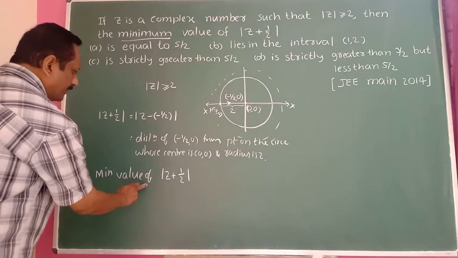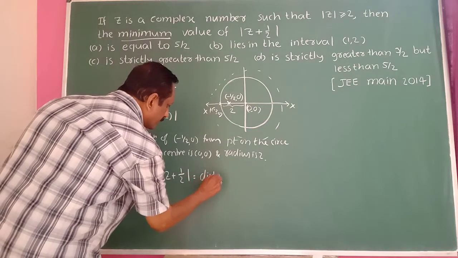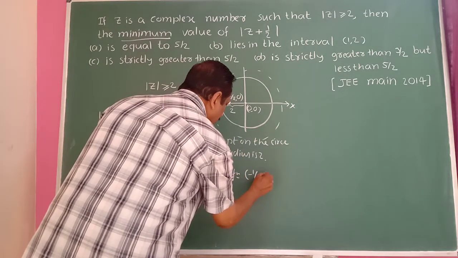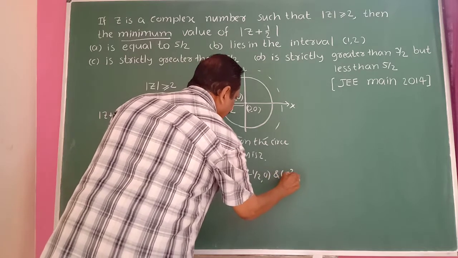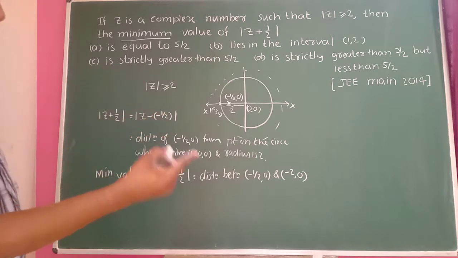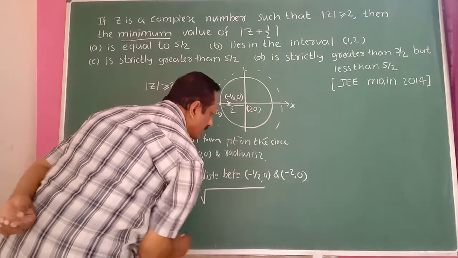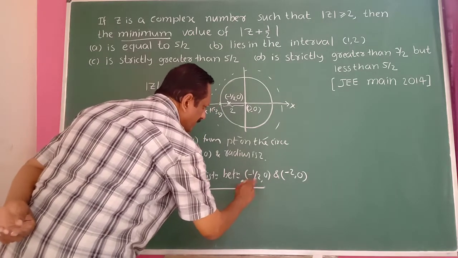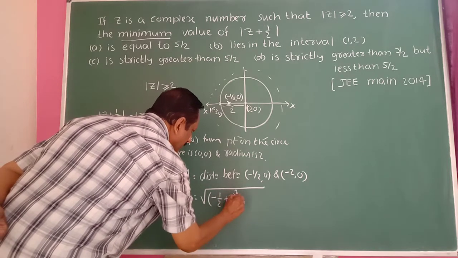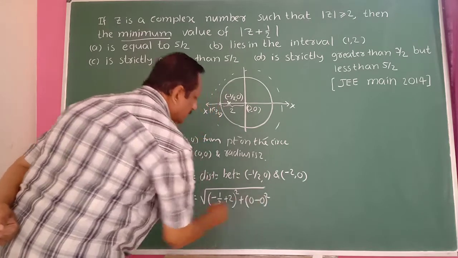Therefore the minimum value of modulus of Z plus 1 upon 2 is equal to the distance between minus 1 by 2 comma 0 and minus 2 comma 0. This is the minimum distance here. The remaining distances are maximum. Hence this is equal to, use the distance formula here. According to the distance formula, minus 1 by 2 plus 2 whole square, then plus 0 minus 0 whole square here.